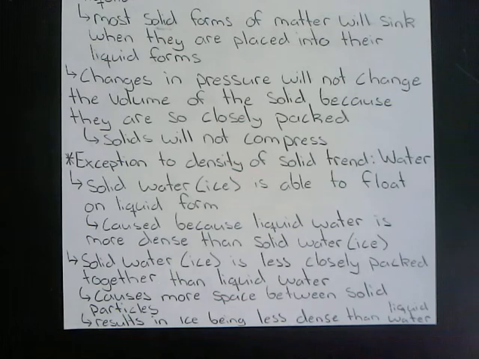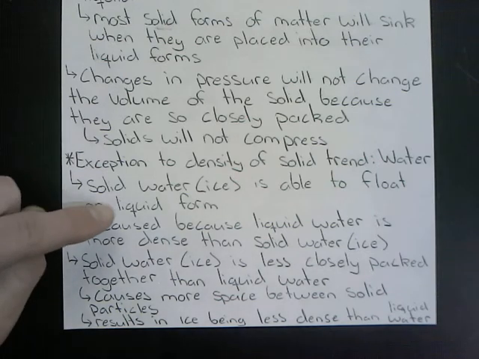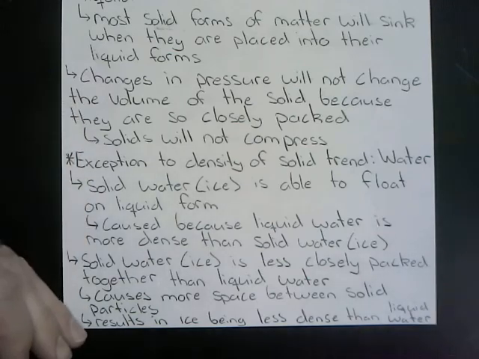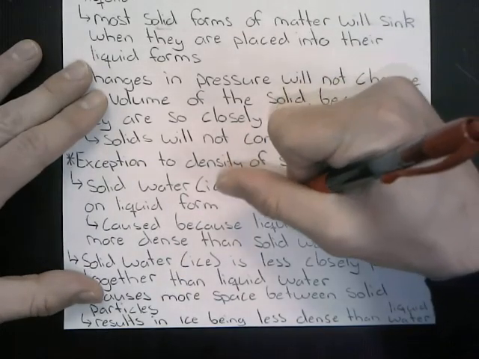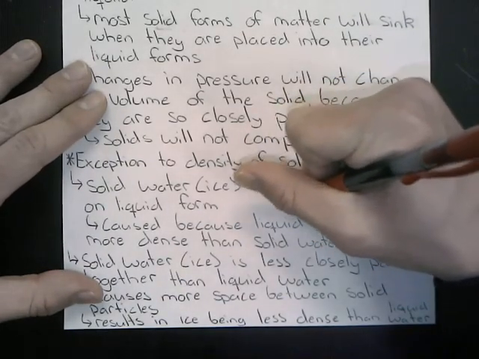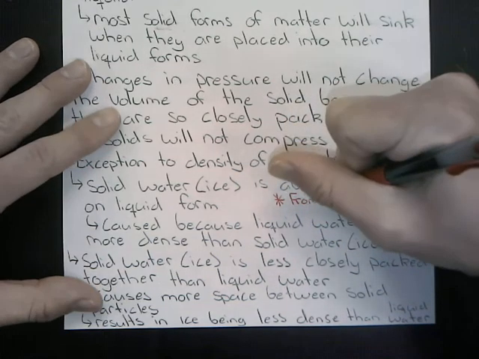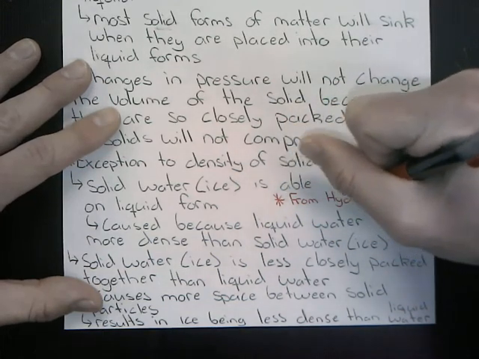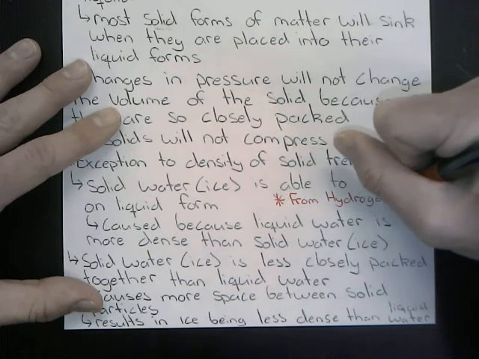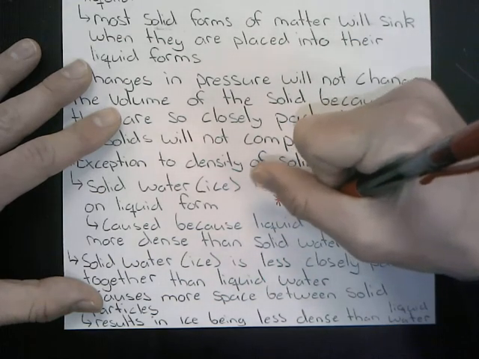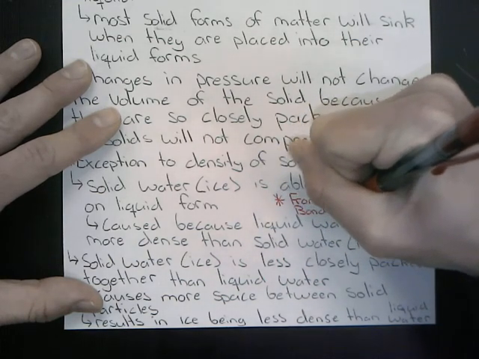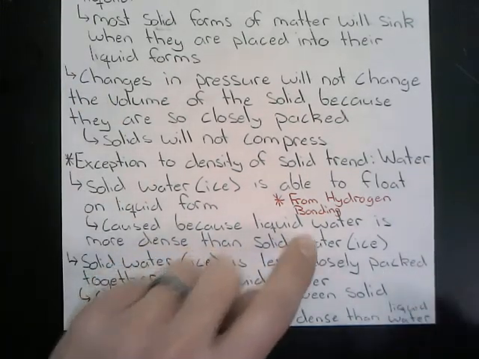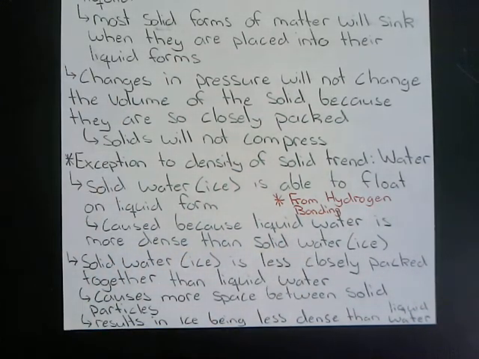A major thing here, I'm going to put it in red, is why this all happens: it is a big result of hydrogen bonding. The strength of hydrogen bonding in water causes all of these things to happen. If hydrogen bonding wasn't there, most likely this wouldn't happen and ice would not float in liquid water.